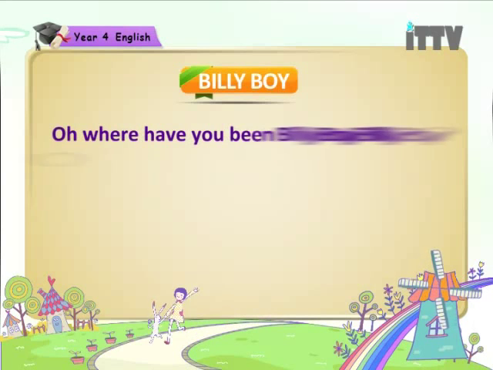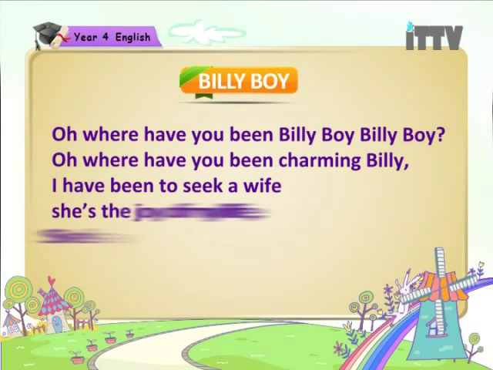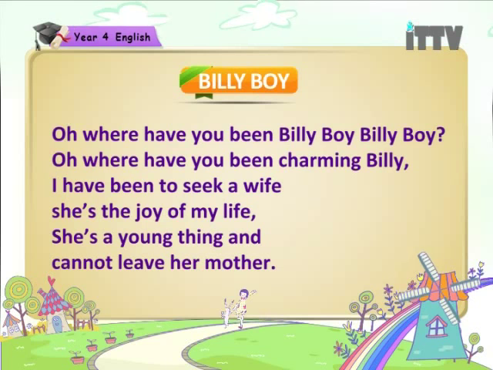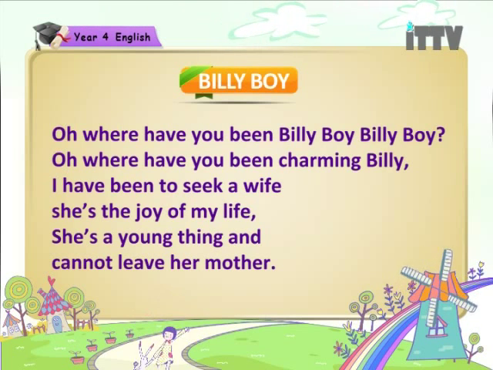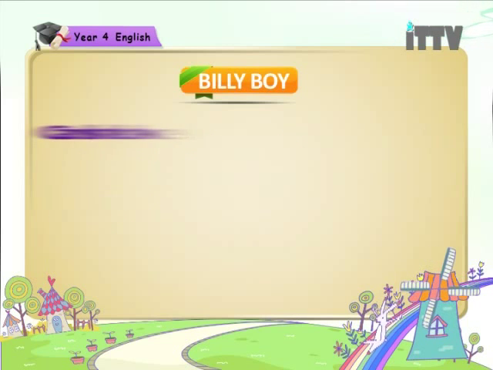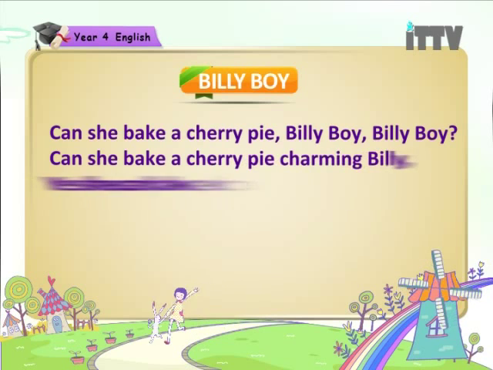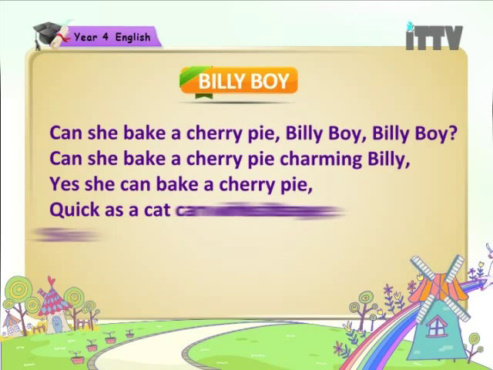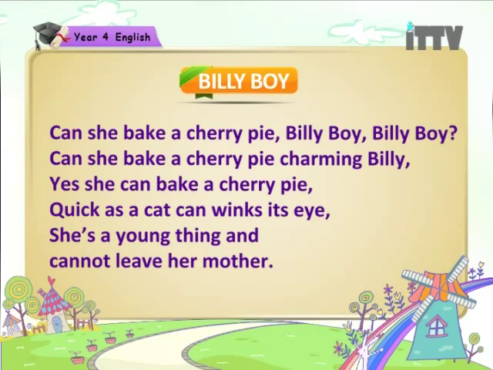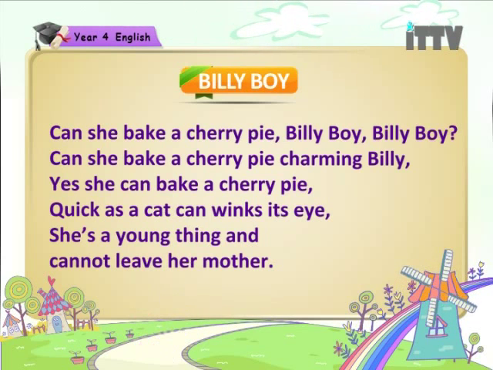Oh, where have you been, Billy boy, Billy boy? Oh, where have you been, charming Billy? I have been to seek a wife, she's the joy of my life. She's a young thing and cannot leave her mother. Can she bake a cherry pie, Billy boy, Billy boy? Can she bake a cherry pie, charming Billy? Yes, she can bake a cherry pie, quick as a cat can wink its eye. She's a young thing and cannot leave her mother.